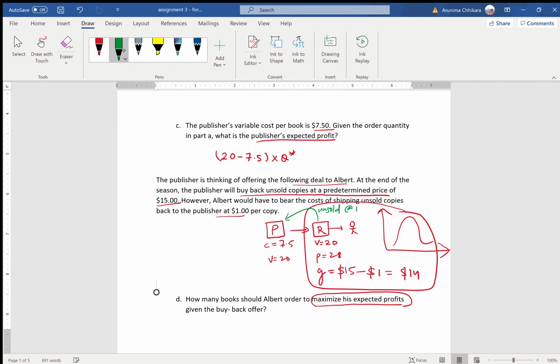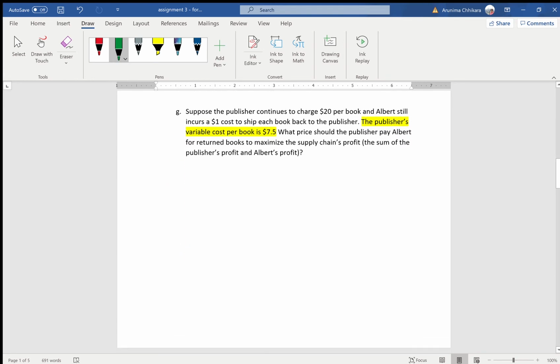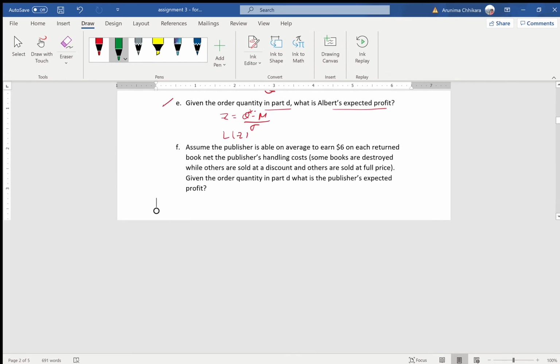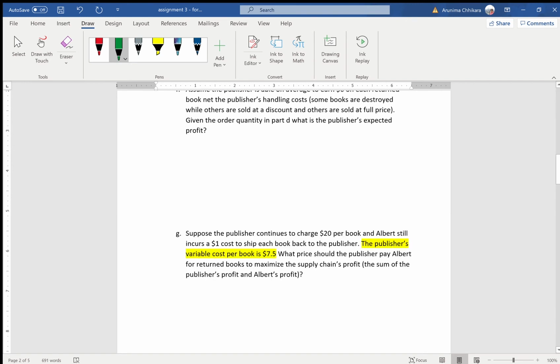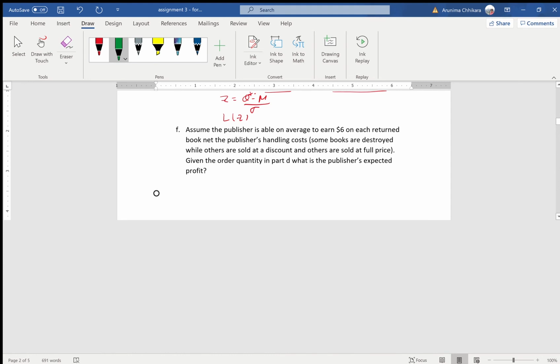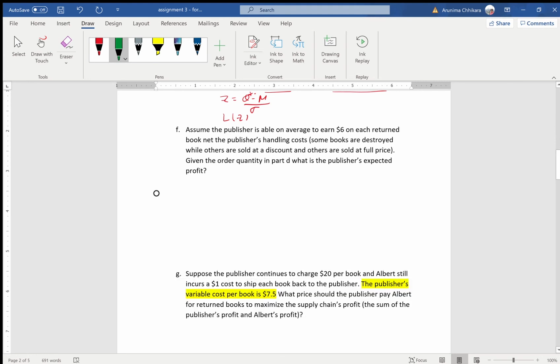at $15, right? That's how much the publisher pays to the retailer. So how would we find this? The way that we would find this is, we need to find out what are the various revenues and costs for the publisher.